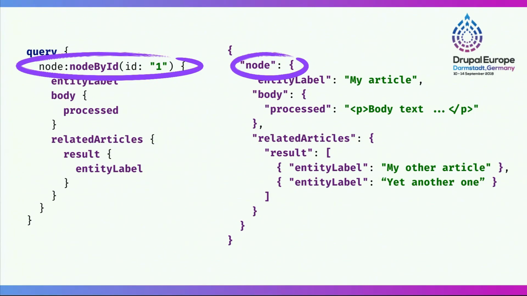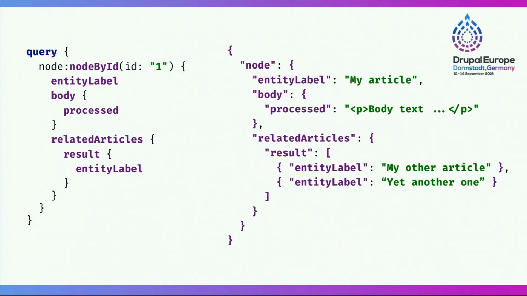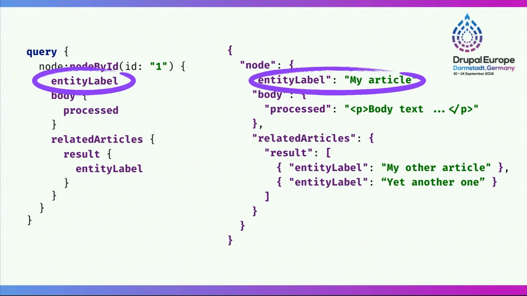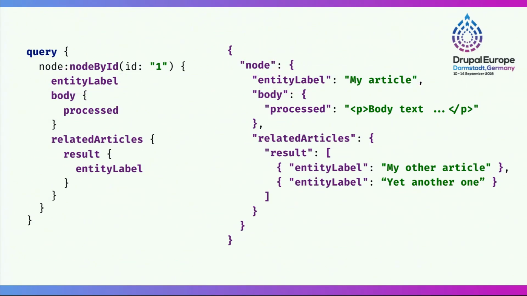We get in our result set a nested JavaScript object that is called node. And that's what this line does. Then the next line applies a function called entity label that will accept the input of the nodeById function before and pull out this node's label and add it to the result set as we see it on the right. Body and process roughly work the same. I won't go into too much detail here.